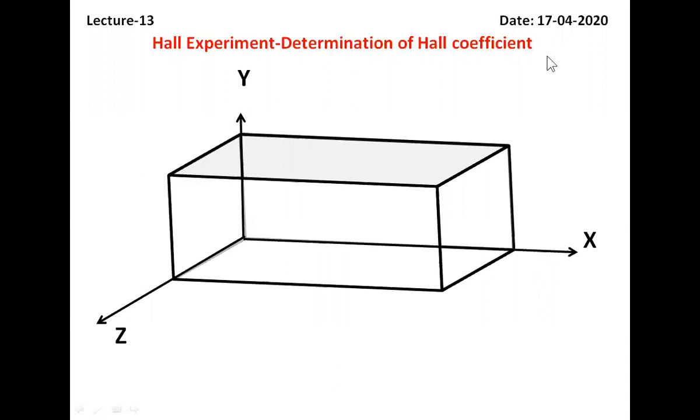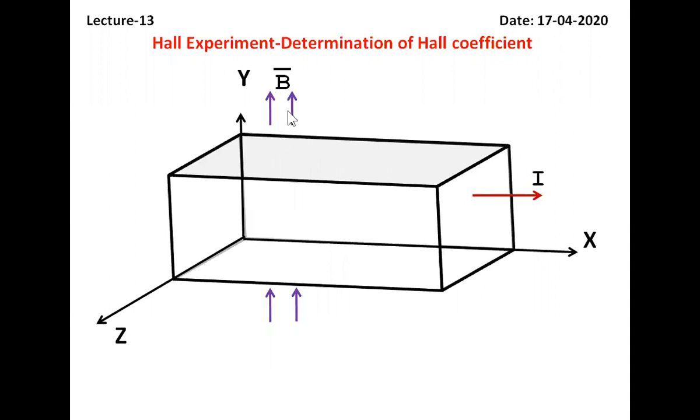Before going to start the applications of Hall effect, let us try to understand the Hall experiment and how do we determine the Hall coefficient. We have seen in Hall effect that if you consider a semiconductor block as shown here, and let us consider some current I is passing along x-axis through this particular semiconductor block, and simultaneously we have applied the magnetic field.